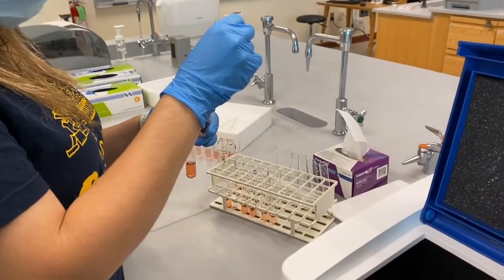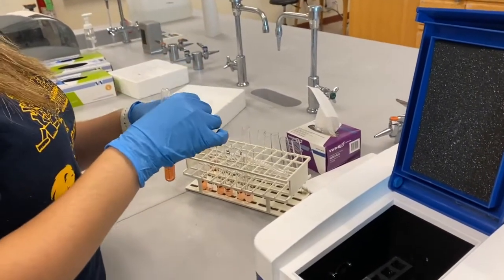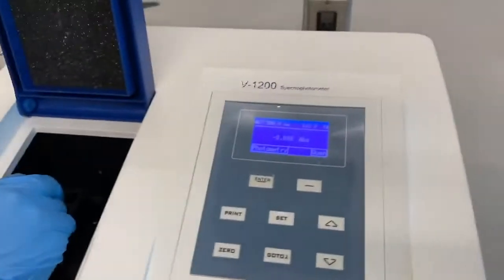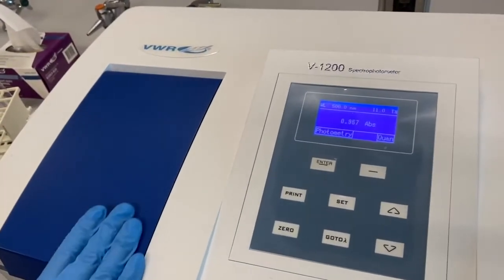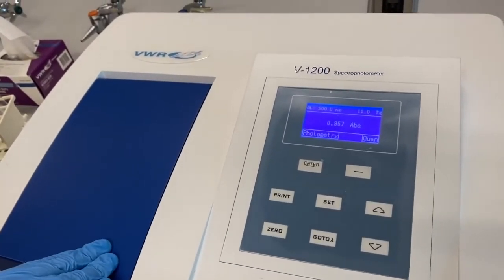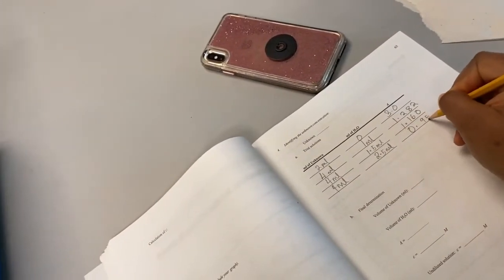So we have 4 mil of this unknown, and then we have 2.5 mil of diluted water. And let's see what the absorbance would be. And the absorbance is 0.957.